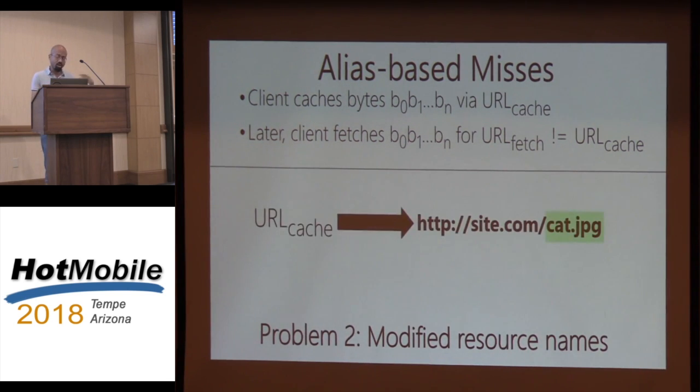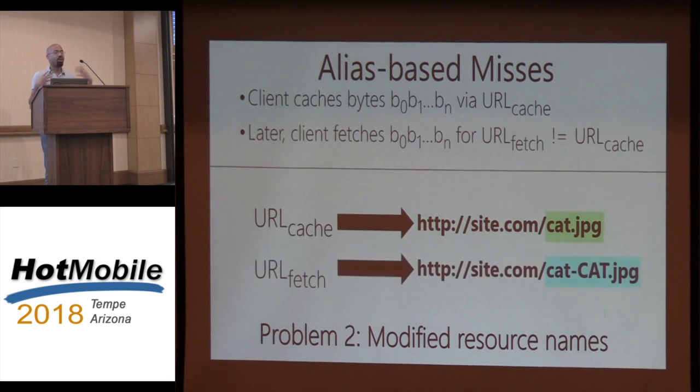So first you try to download a picture named cat.jpg, and then you want to fetch a picture called cat.jpg. You want to fetch that second cat with emphasis. So what will end up happening is that once again, that second fetch will miss in the cache even if the pictures being downloaded are the same.